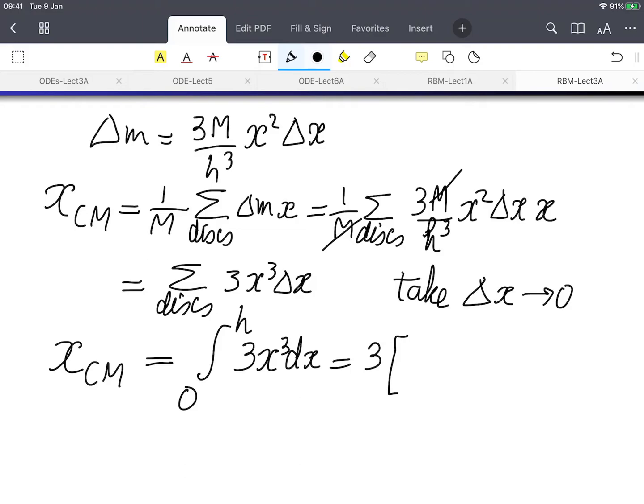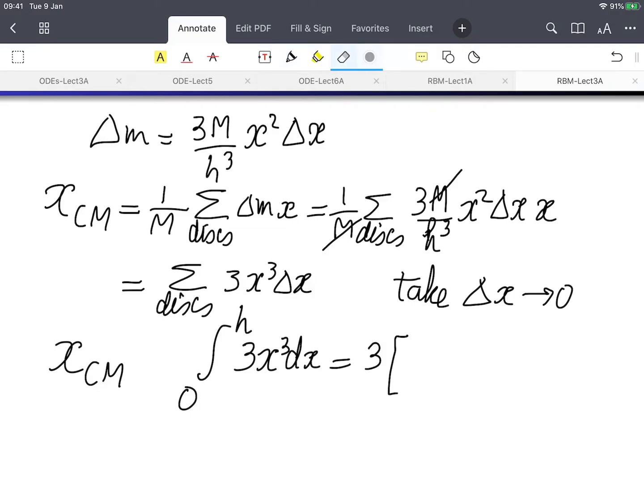Yeah? So where did the h cubed go? Oh yeah, forgot about that. There you go. So that's no good, right? Because I should find a distance, and that's the distance to the power 4. So I have got to divide by h cubed. So then I'll have a distance, so I'll be okay.